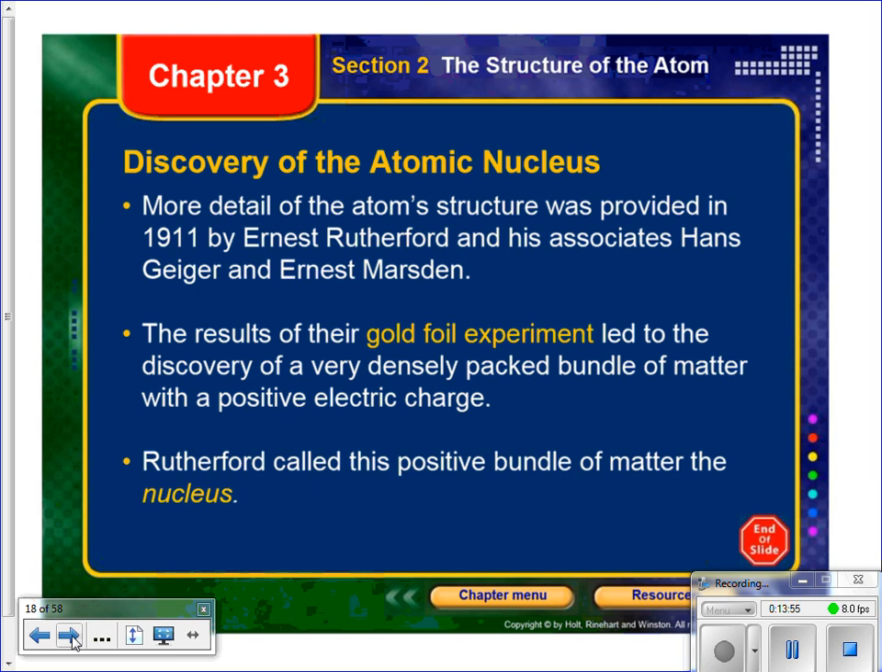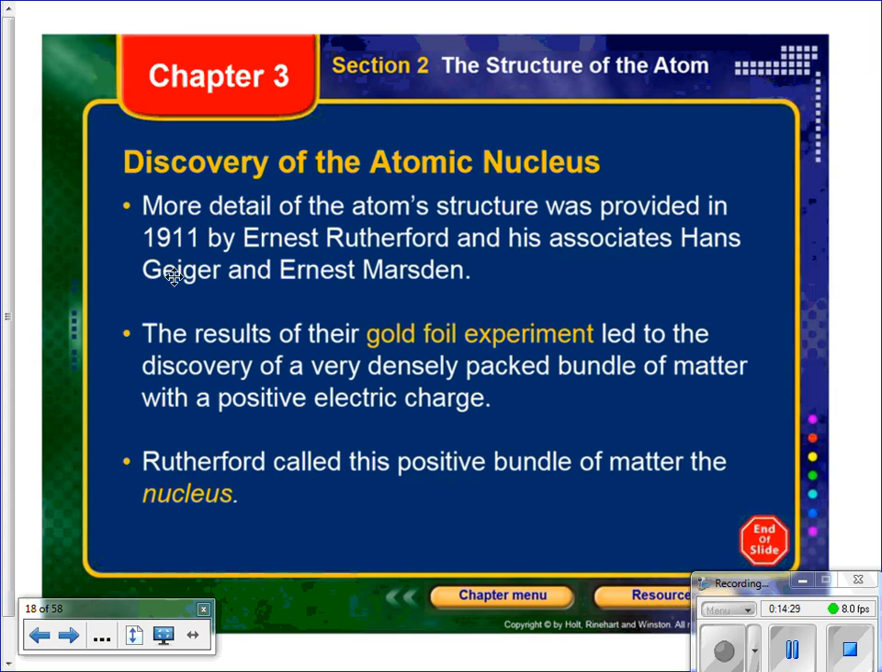Ernest Rutherford had two business partners, Hans Geiger and Ernest Marsden. If you've ever heard of a Geiger counter, this is a device that they use to calculate how much radiation you've been exposed to or to even detect radiation. So if you work around radioactive elements, you have to wear a Geiger counter on your belt, and it has a timer on it, and it lets you know when you've been around radioactive materials too long and that you need to leave the room.